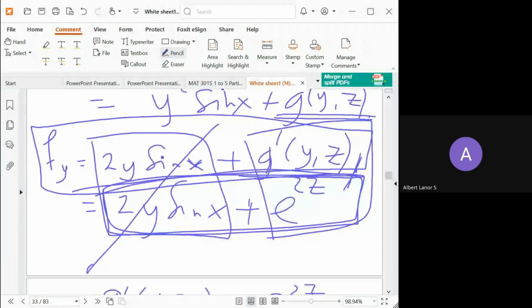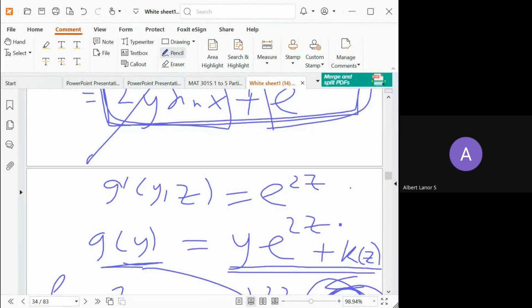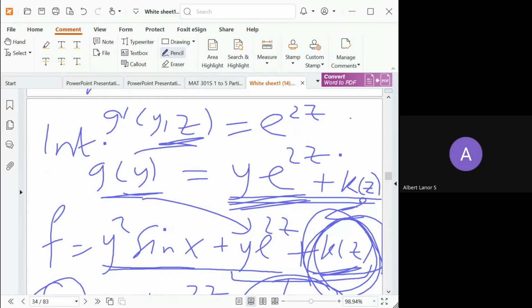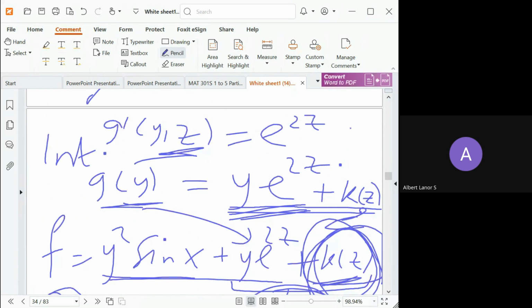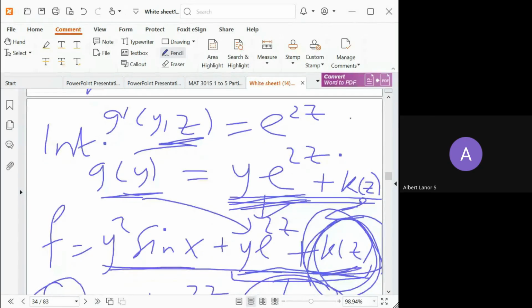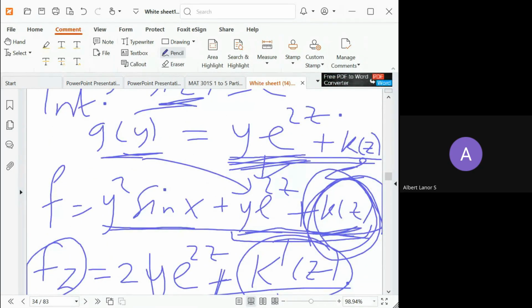So if you want to get the g, you integrate it. So between here and here is integration. Now, when you integrate the left hand side, you have g of y. When you integrate the right hand side with respect to y, you have y e to z. But because it depends on both y and z, there should be a constant in z. So having done this one now, we'll substitute it back into the first f. So we'll put this one here. So y plus k. Now, with this that we have obtained, we need to find the k of z.